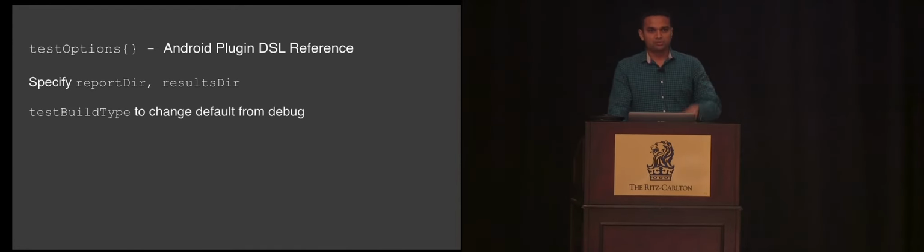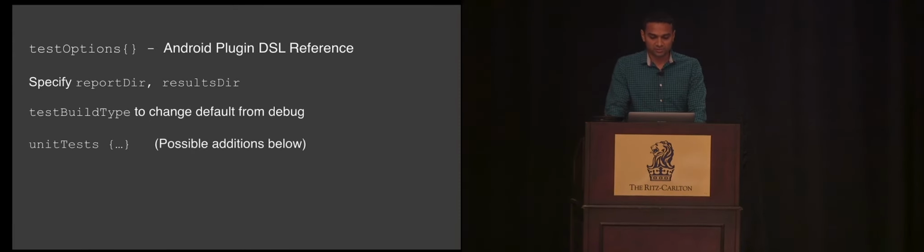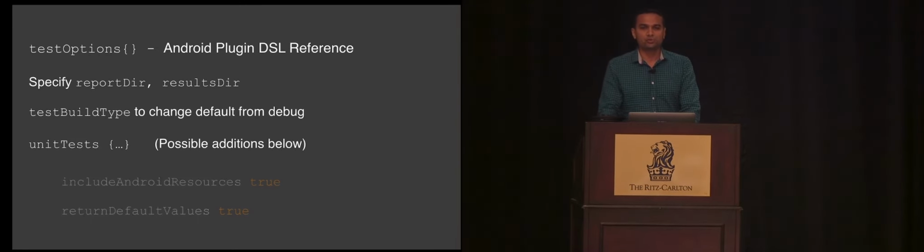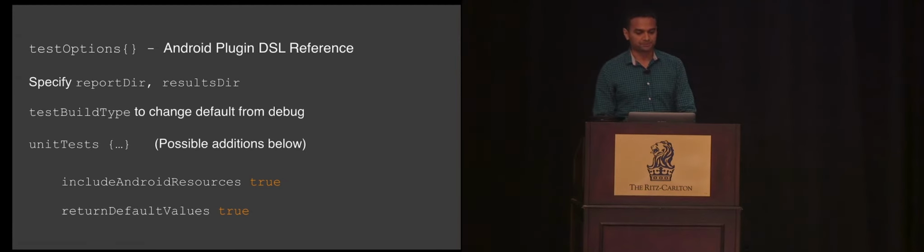Within the test options block, there is a unit tests block, and that provides you two options. One is include Android resources. If you set this to true, before you run your unit tests, Android Studio will actually merge all the assets and all that you may require for your unit tests.